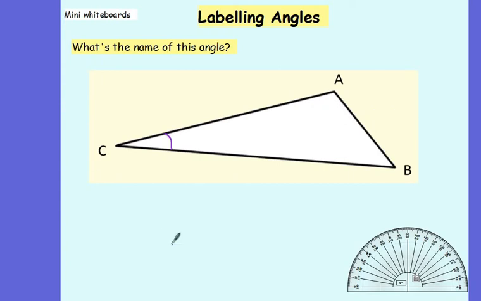Okay, Year 7, how about now? What's the name of this angle? Right, this time we're starting at A, moving through C, heading to B, so we'd call this angle ACB. You could also call it BCA.